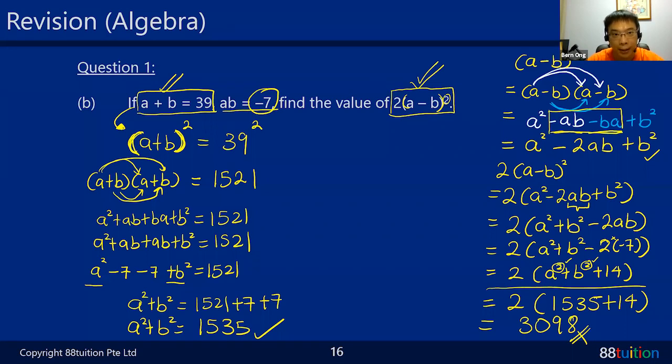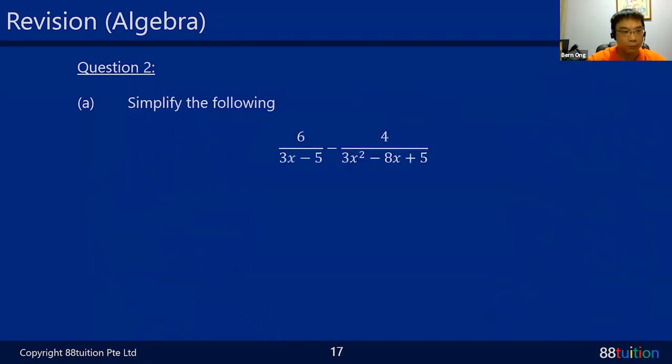All right, so now let's go on to question 2A. Question 2A, 3 minutes. Let's go now.